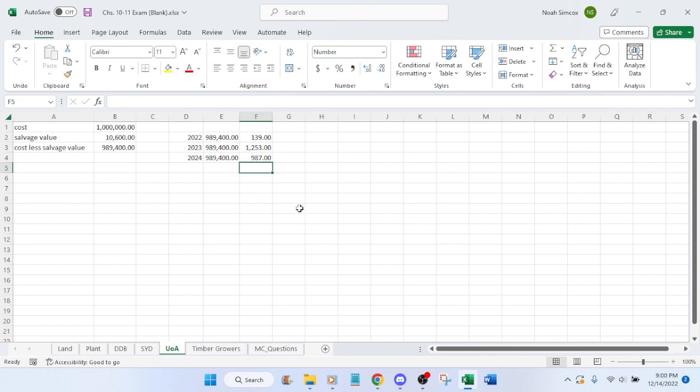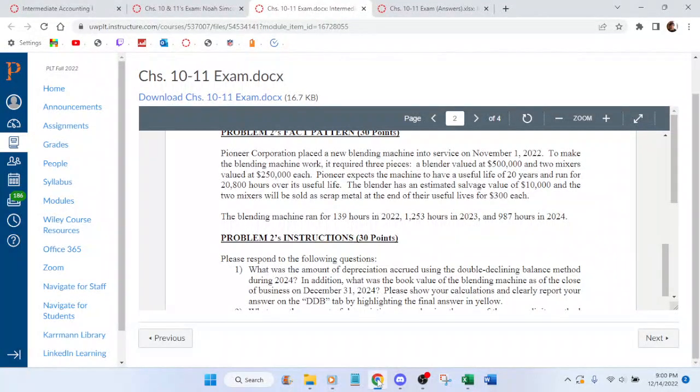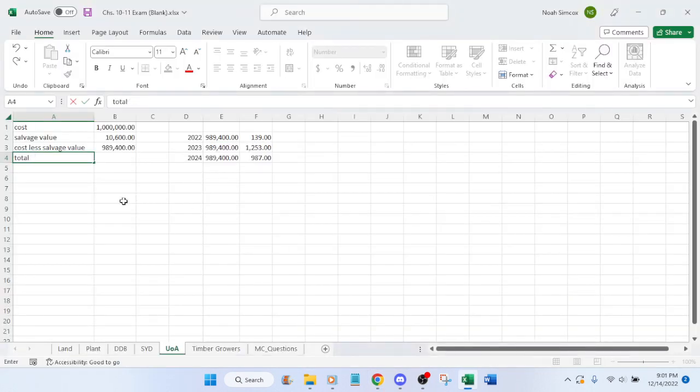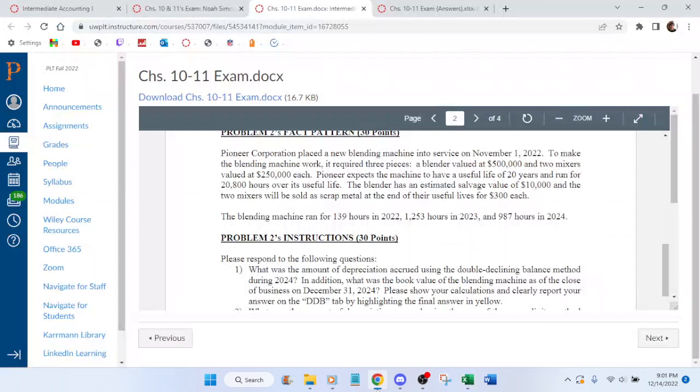You multiply this by the percentage of the total hours used. Wait just a second. No, total life. What is the estimated life in hours? Wait a minute. You're supposed to know that. Total life hours was given to be 20,800.